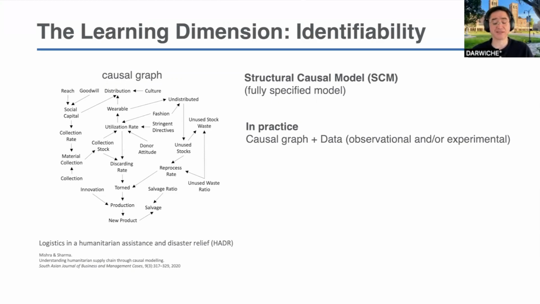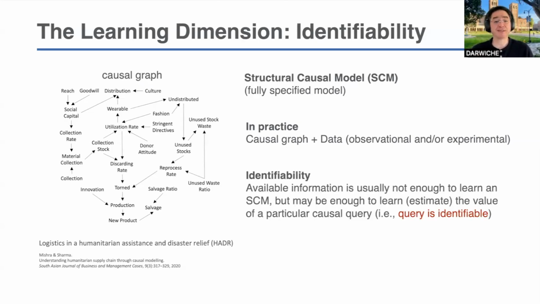So what do you do in this case? The work on causality has this genius idea that is practiced all the time. The information that you have may not be enough to specify a model, but let's not worry about that. Tell me what kind of query you're interested in. Even though you may not be able to learn a model, you may be able to estimate the value of that particular query, but maybe not other queries. If the particular query you're interested in can be estimated uniquely from the given information, then the term people use is that the query is identifiable.